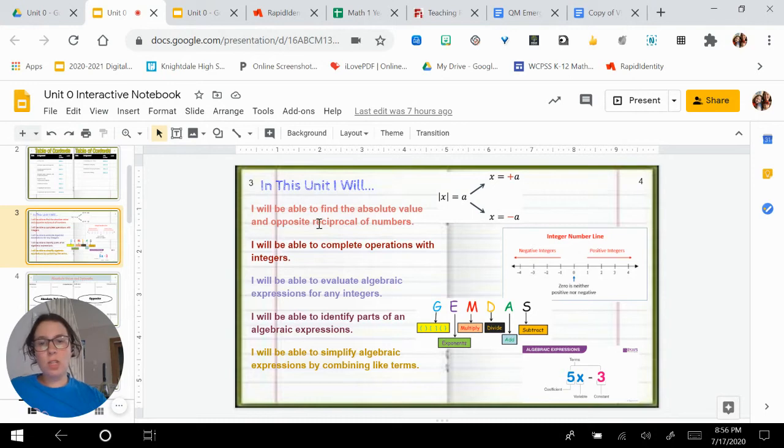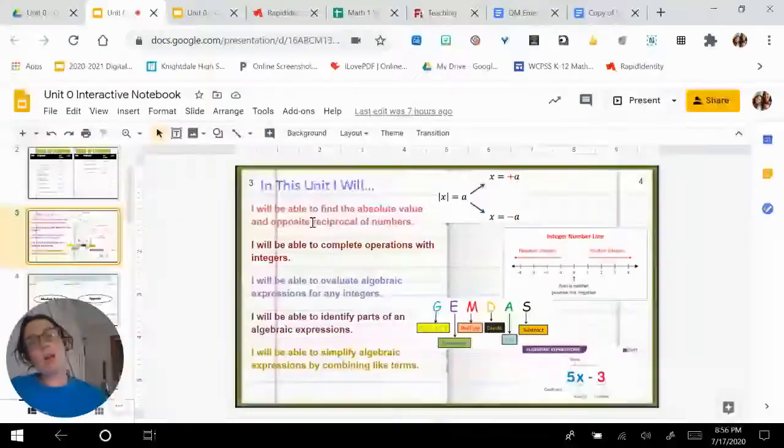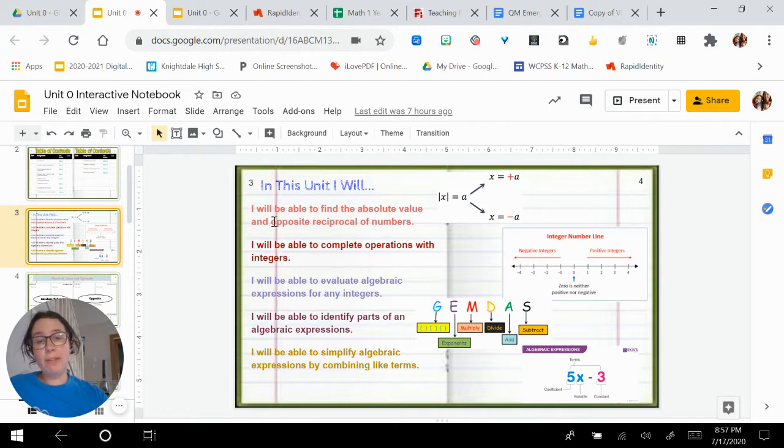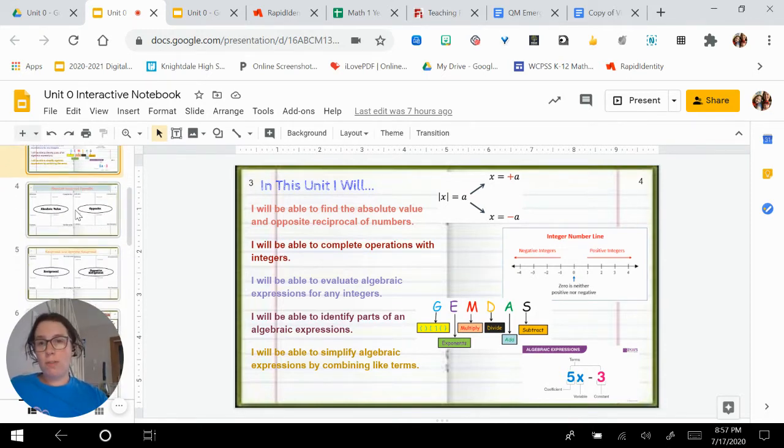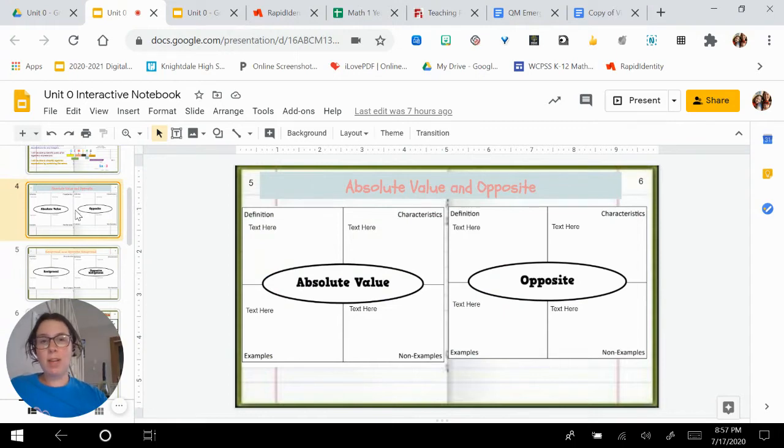On slide 3, it's just telling you what you're going to be learning in this unit and just some images going over examples of what we're going to be learning about. So in this unit, you're going to be learning about absolute value, completing operations with integers, evaluating algebraic expressions for any integers, identifying parts of an algebraic expression, and simplifying algebraic expressions by combining like terms. So for this video, we're going to be looking at absolute value, opposite, and reciprocal.